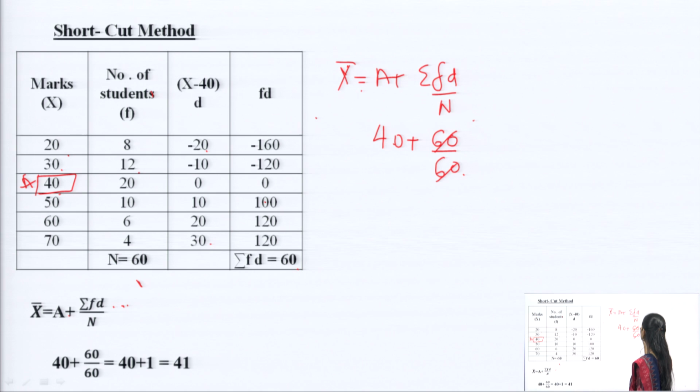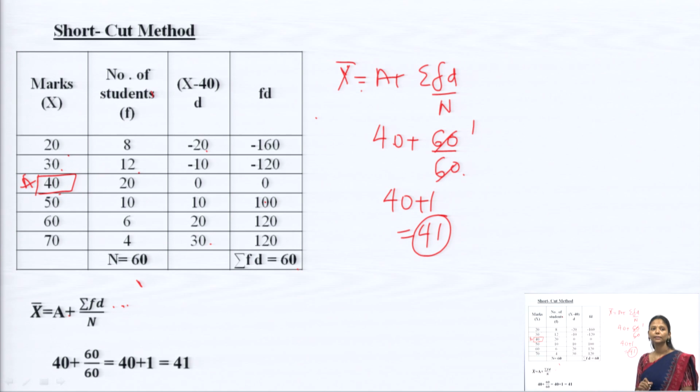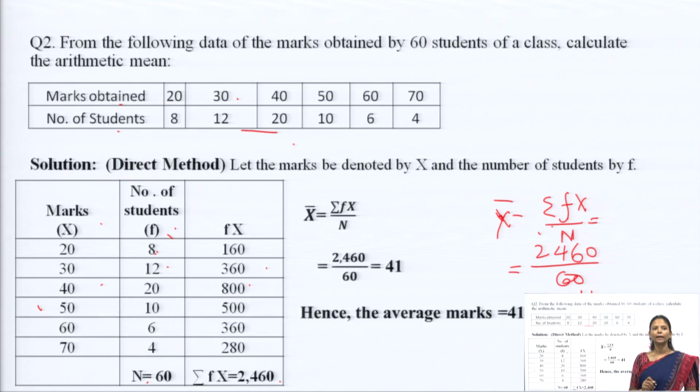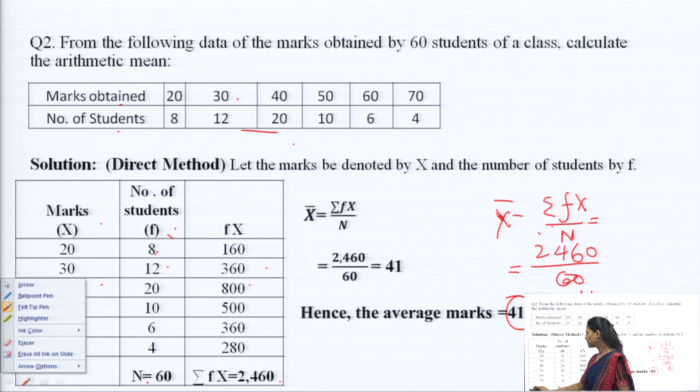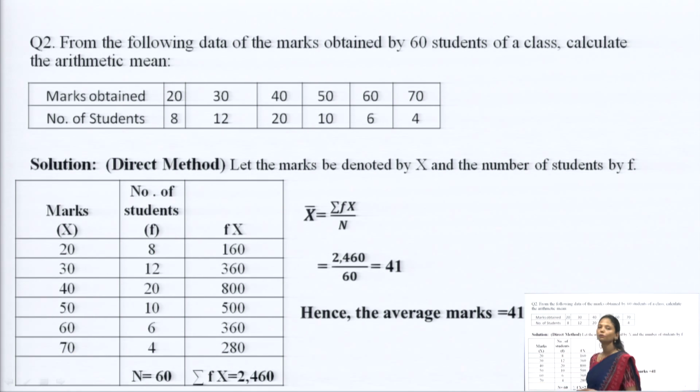So, what I get is 40 plus 1 gives me 41. So, here also the average becomes 41, and in the last question here also we have the average as 41. So, using any of the methods, we get the same answer as 41.